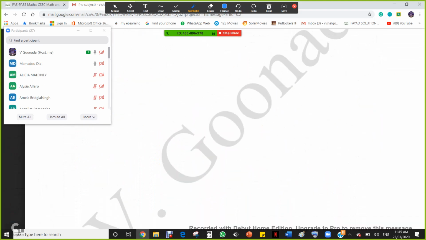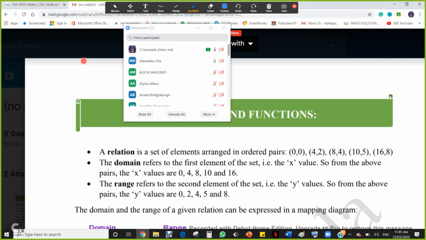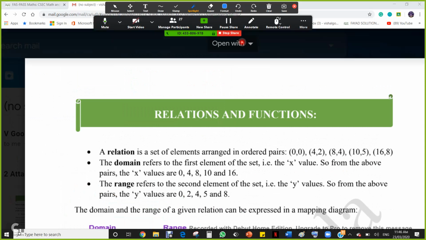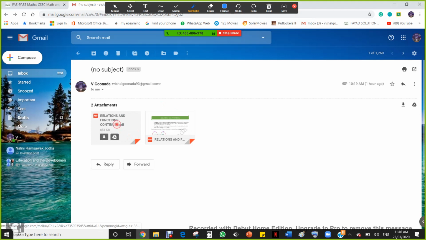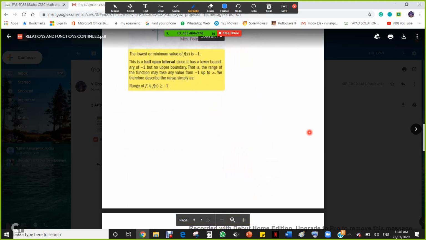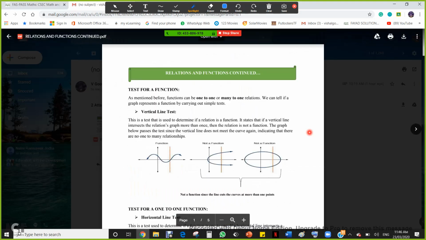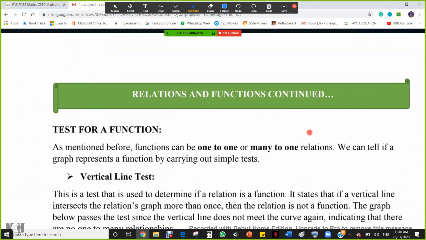So that's it for this handout in particular. Let me look at the next relations and functions handout. Just a minute. Okay, are you all seeing this one here? Yes. Okay. So test for a function. How do you test for a function? Again, this comes in the multiple choice, right?